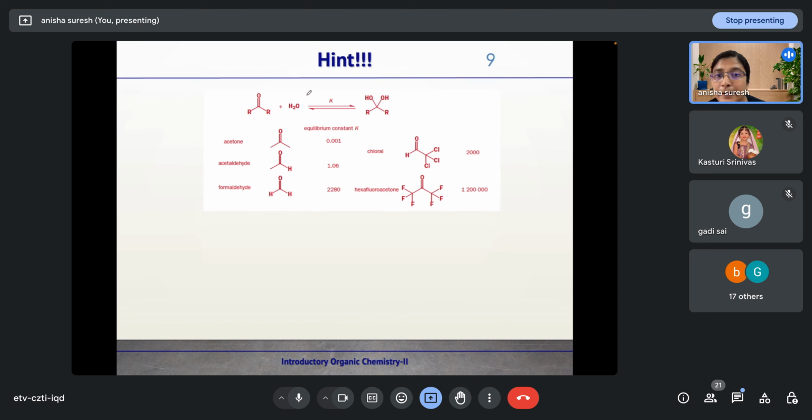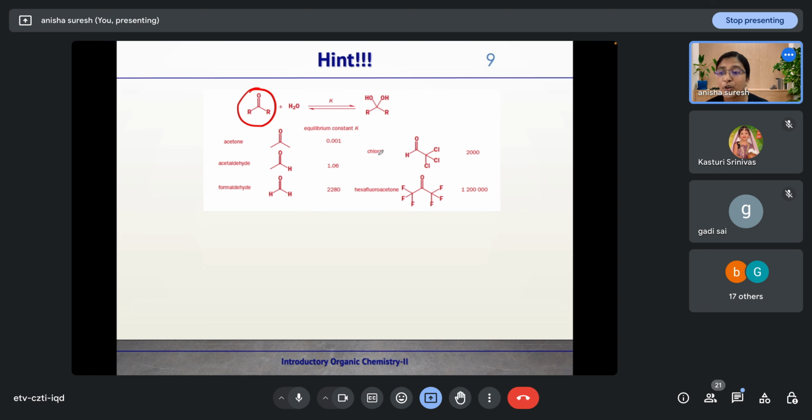So as you can see here, we have a carbonyl compound and we are adding water, so it will result in the formation of this hydrate. In the case of acetone, the equilibrium constant K could be 0.001. When acetaldehyde is present, one of the CH3, which is the electron releasing group, is replaced by hydrogen, so the equilibrium constant value increased to 1.06. In the case of formaldehyde, both the methyl groups of acetone are replaced by hydrogen, so the equilibrium constant value increased even more to 2280.